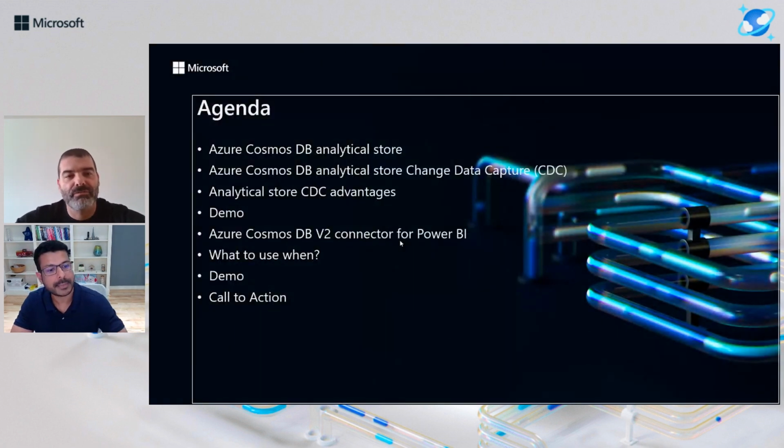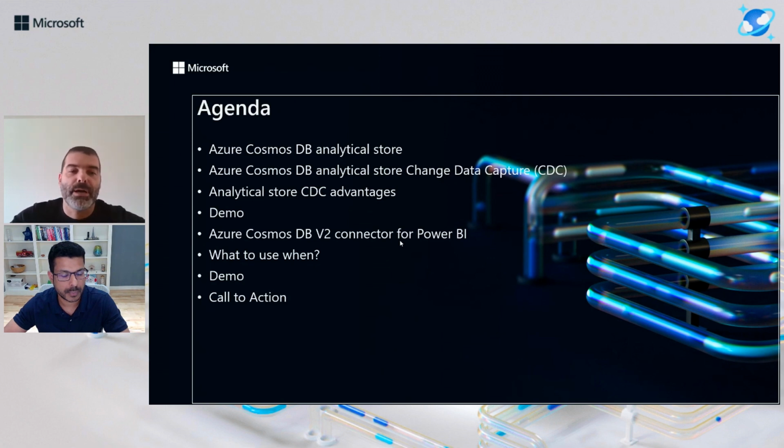Our agenda today, first we'll see what is Analytical Store. Then we'll see what is change data capture for Analytical Store and the advantages of CDC from Analytical Store. And Revin will do a demo about it. Right after, we'll see what is the Azure Cosmos DB V2 connector for Power BI. And then, very important, what to use when, because those are all analytical related features, right? So what to use when. And then I will do a small demo about it. At the end, I'm going to share a couple of links that may help you to get started.